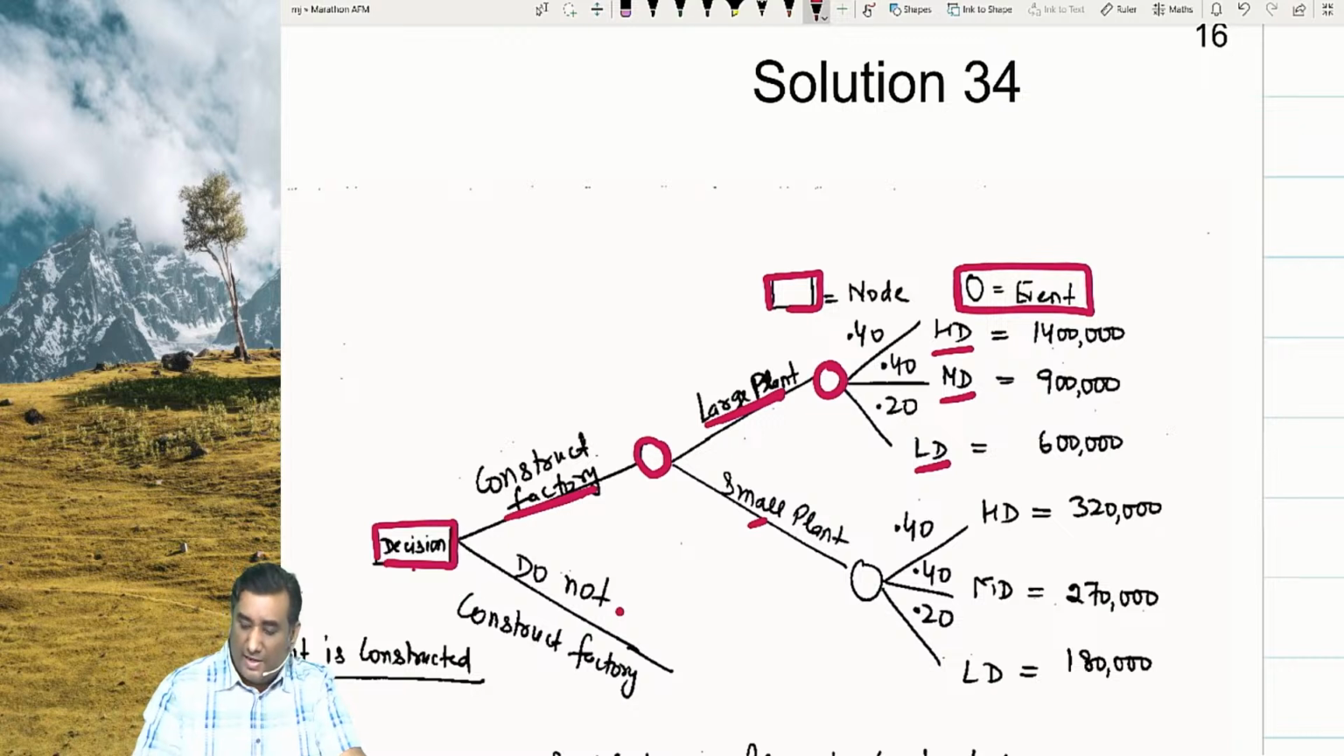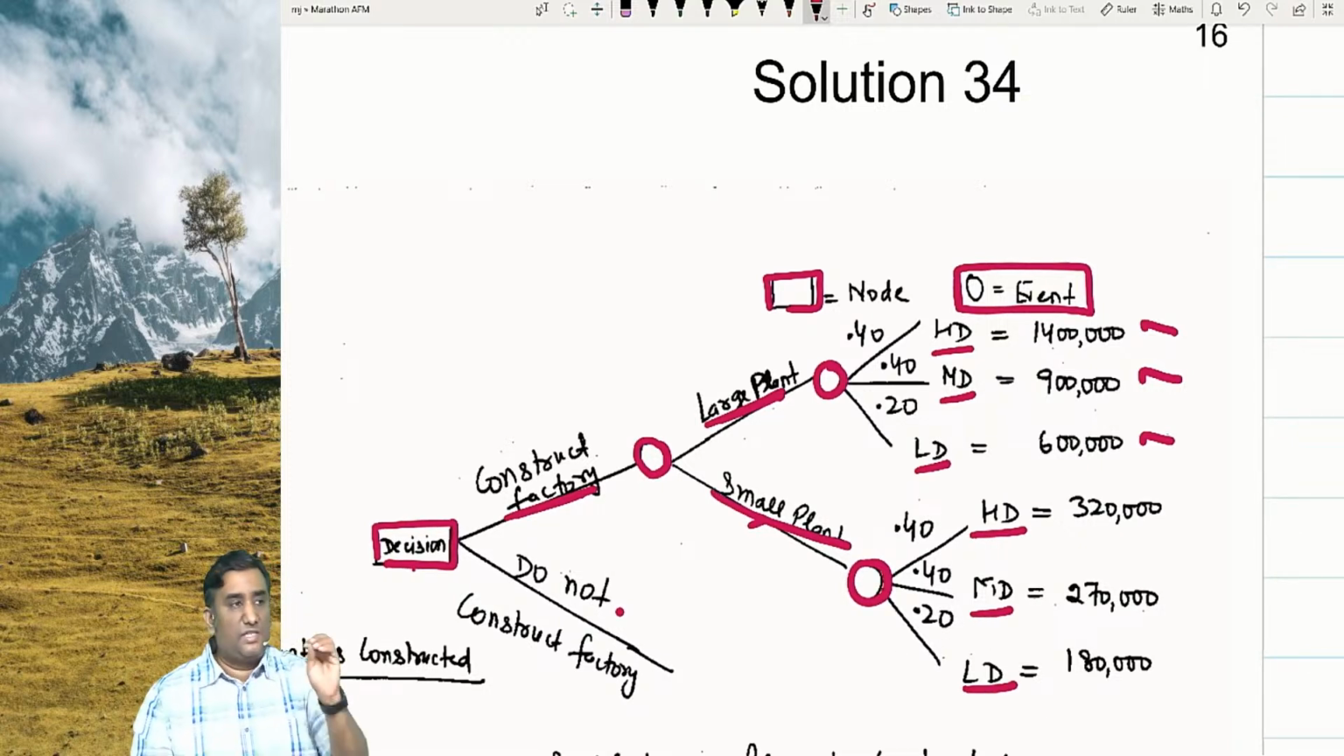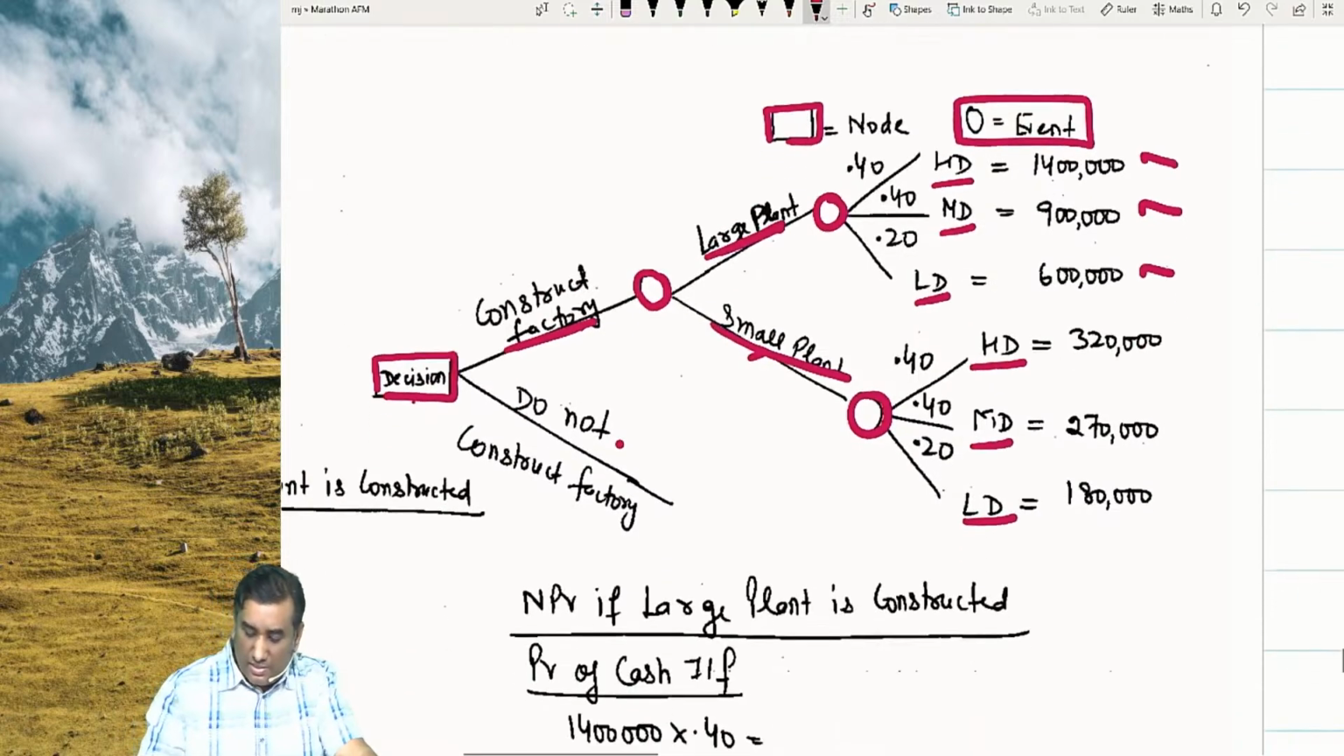High demand will give me what? 14 lakh. Medium demand will give me 9. This will give me 6 lakh. If I go with the small, then I have three possibilities: high demand, medium demand, low demand. So these are the chances. So basically, decision is construct factory, do not construct factory. If you construct a factory, the large plant or a small plant. If you go with the large plant, then three possible scenarios. If you go with the small plant, then three possible scenarios.